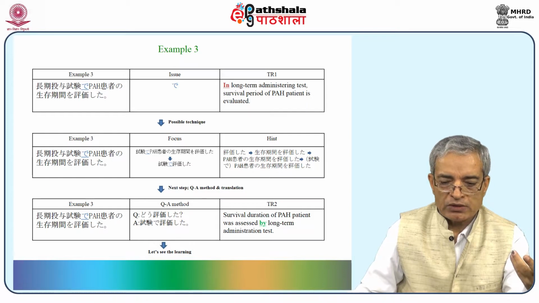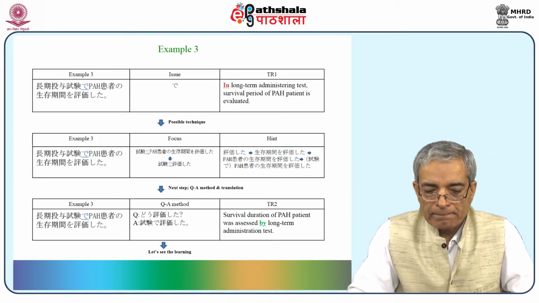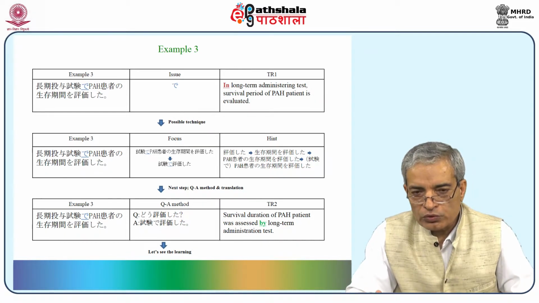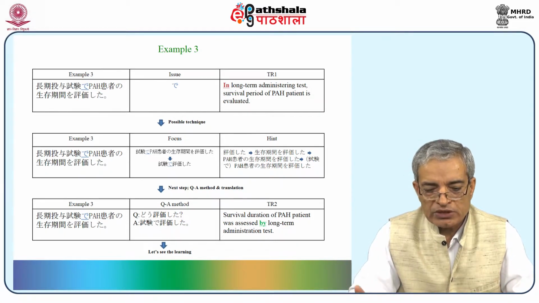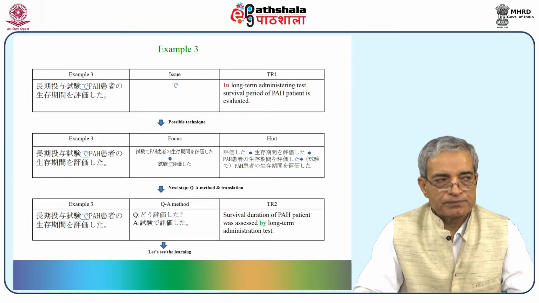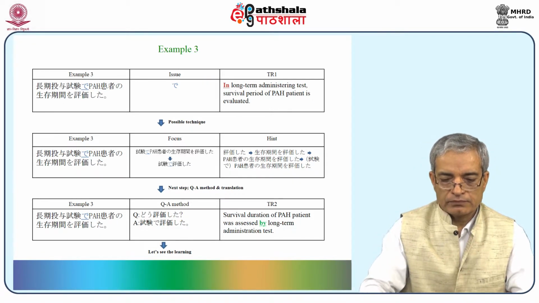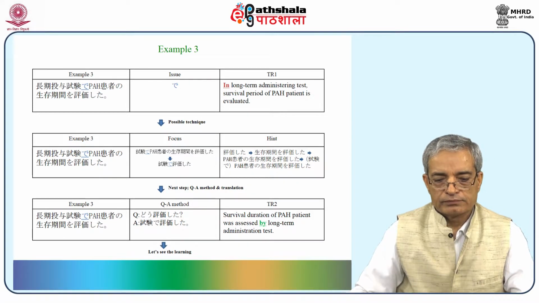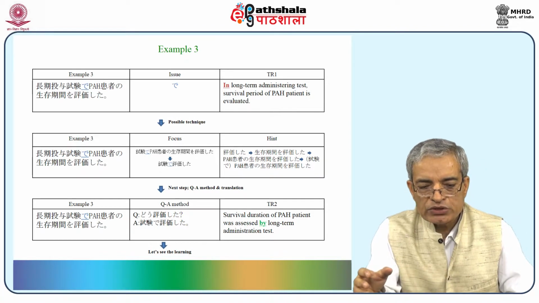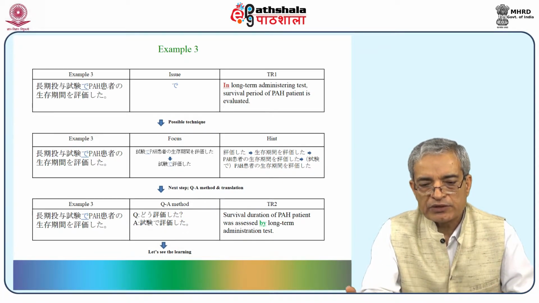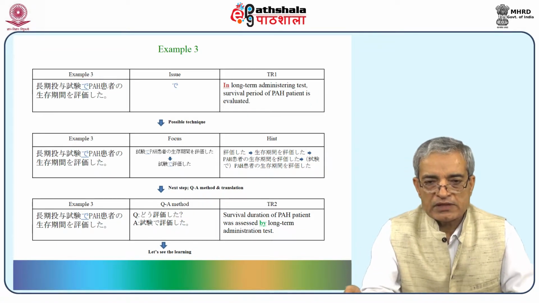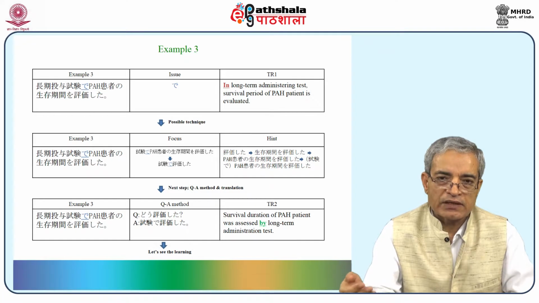let's try to put the question now. Shiken de hyokashita. Do yatte, or nani o yatte hyokashita. Shiken de hyokashita. And the translation is? Translation would be, survival duration of PH patient was assessed by long-term administration test. Okay, so comprehension is shiken de hyokashita is equal to shiken o okonatte hyokashita. When you try to comprehend, you try to define what this particle is trying to say. In translation 1, it was translated as "in", and in translation 2, it is translated as "by".